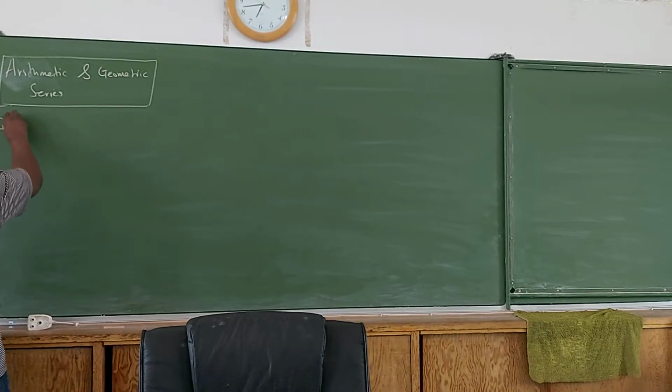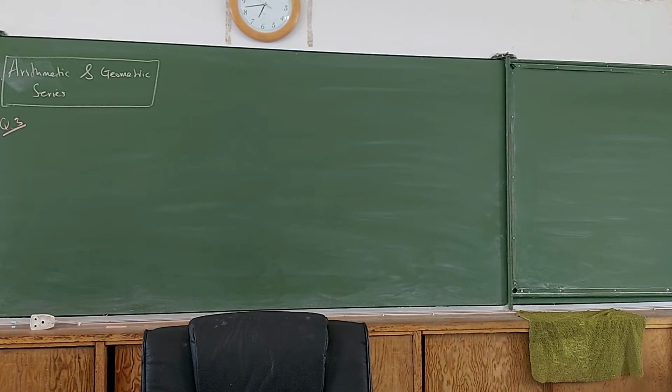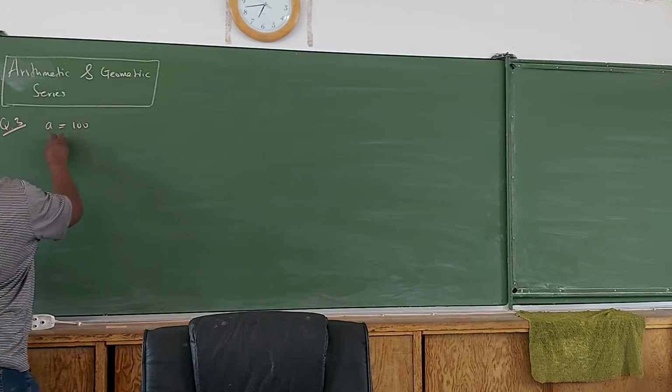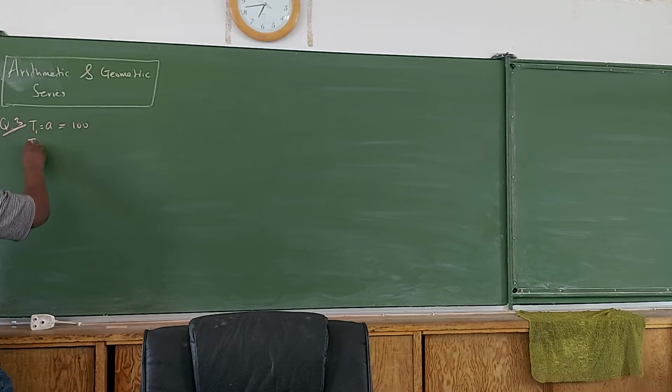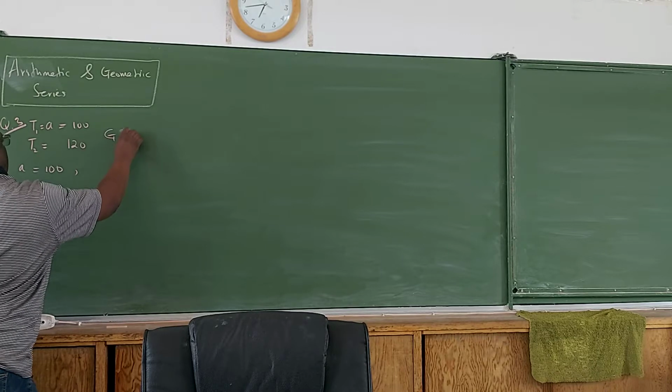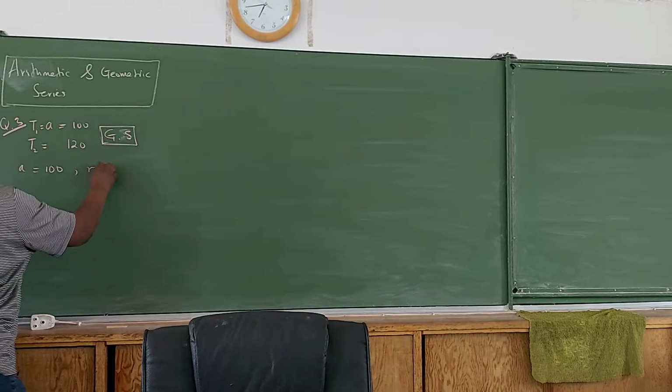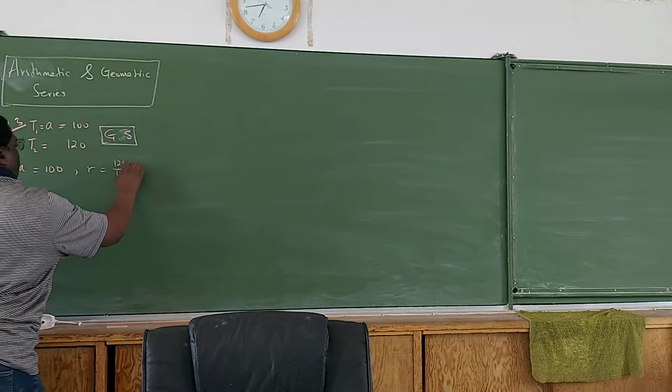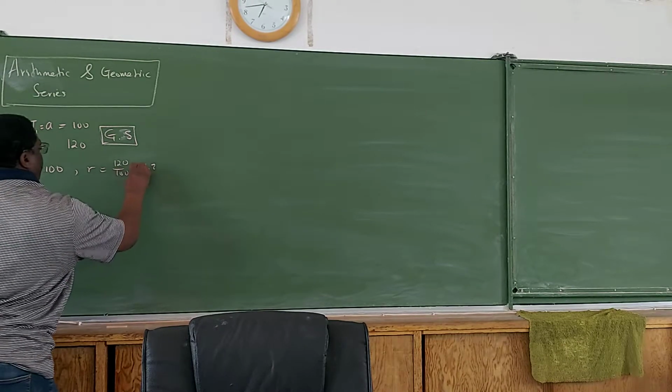Yesterday we made a little bit of a mistake here, so let's quickly go back to question 3 on page 61. The first two terms of the geometric series are given. The first term is 100, then the second term is 120. So our A is 100, and we are told that it's a geometric series, so R will be 120 by 100, which is nothing but 1.2.